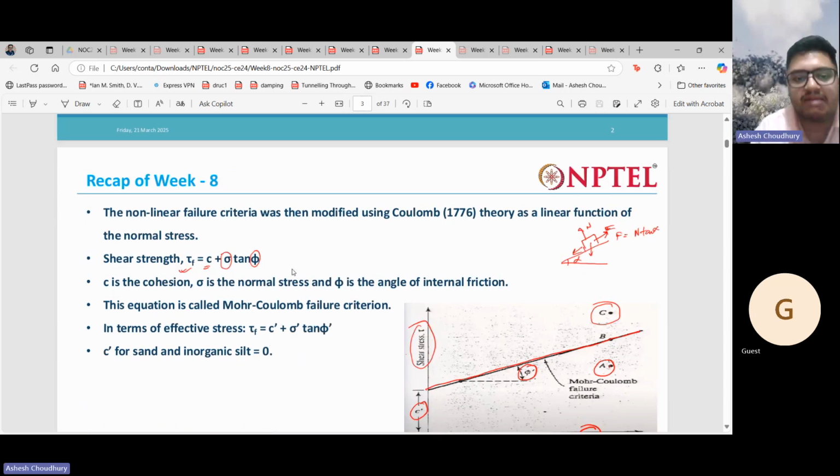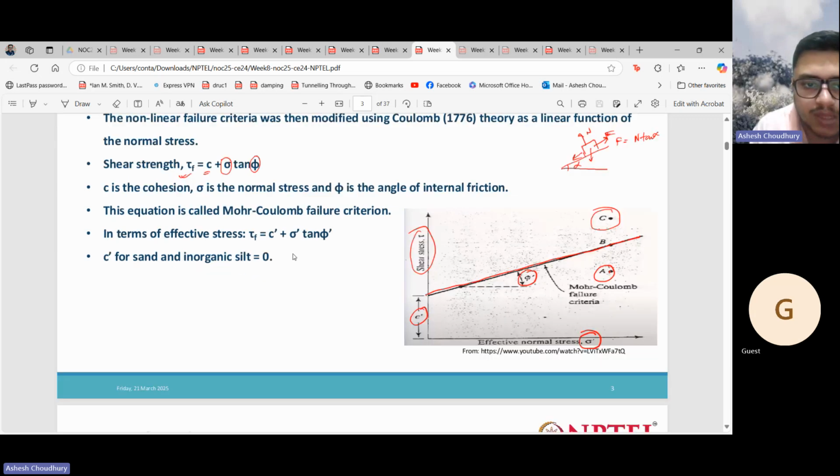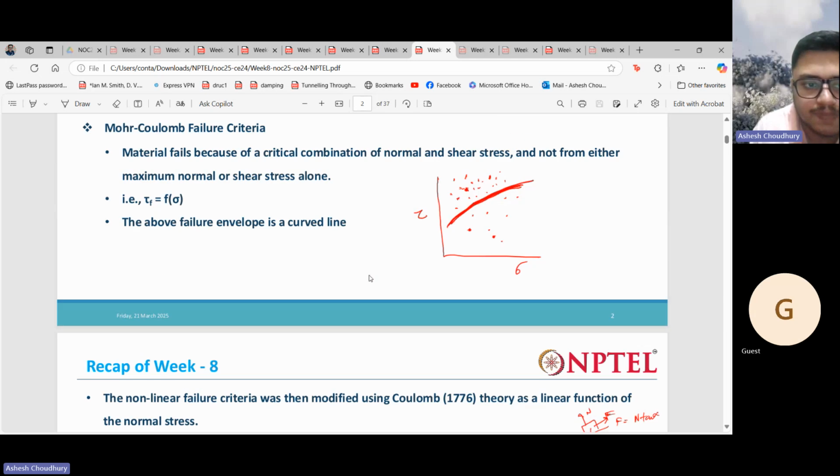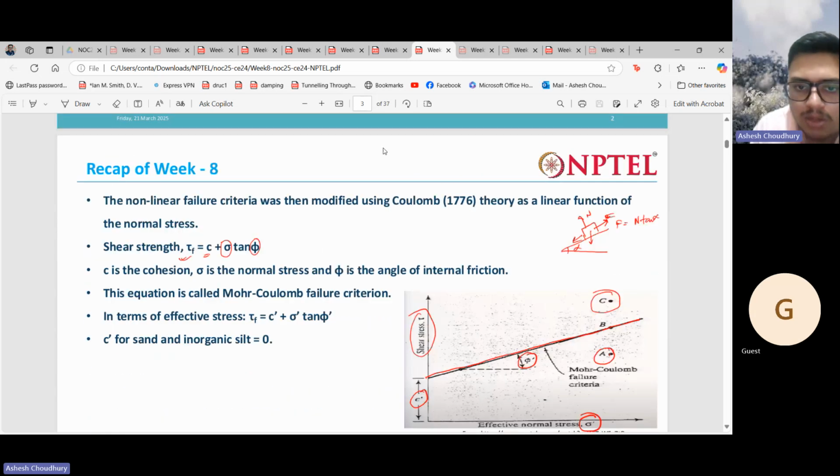Now this failure criteria can be represented as a linear function using Coulomb's theory. The shear stress equals c plus sigma tan phi. So this is known as the Mohr-Coulomb failure criteria, and this line is known as the Mohr-Coulomb failure envelope. Okay, so this was understood, right? So combining with the Coulomb theory, we get tau_f equal to c plus sigma tan phi. So this was actually got from the friction theory, right?